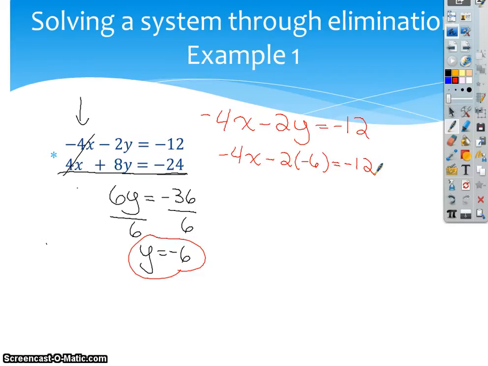Negative 4x plus 12 equals negative 12. Okay? I'm going to subtract 12 from both sides.